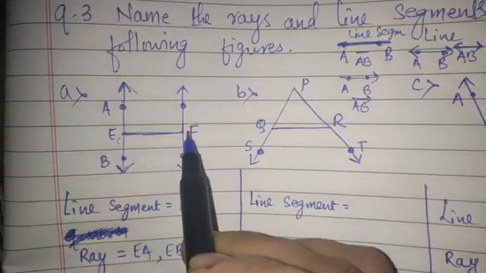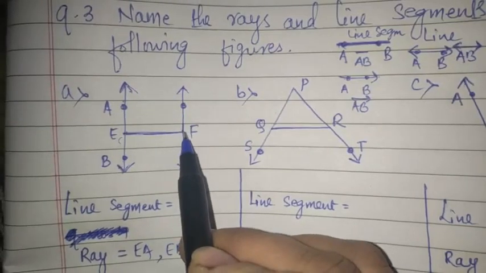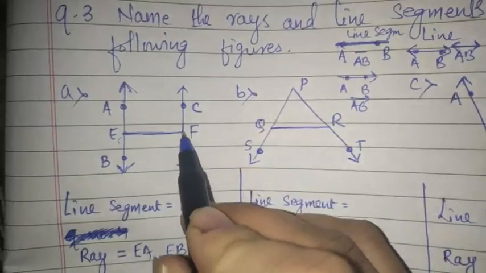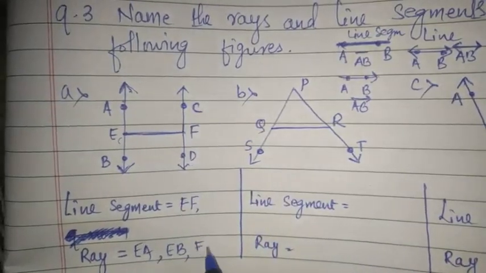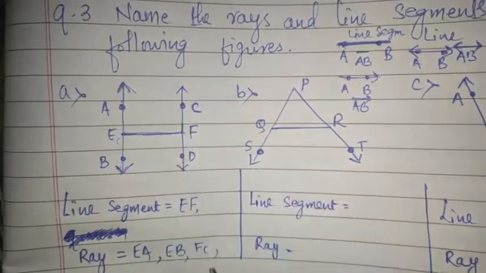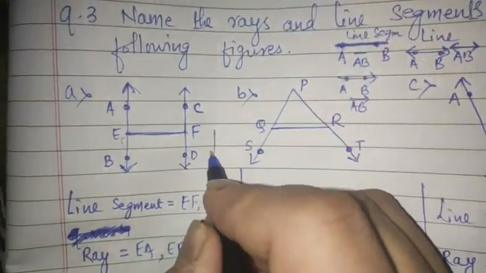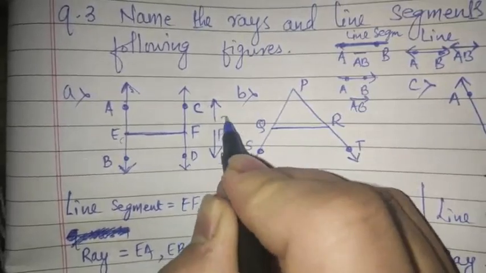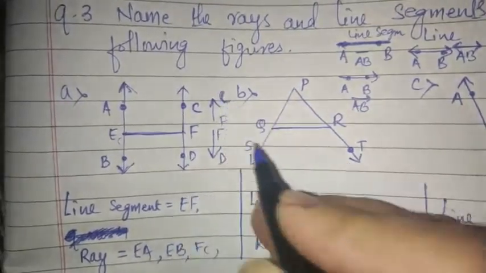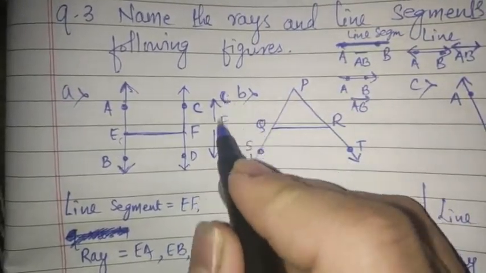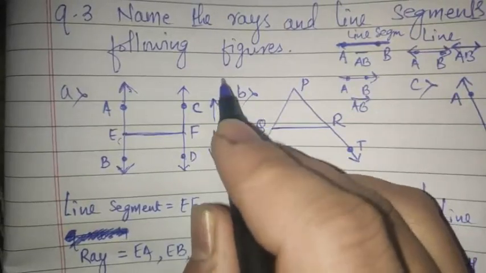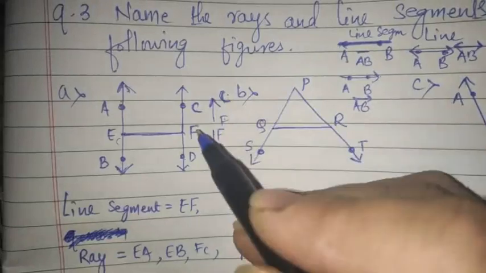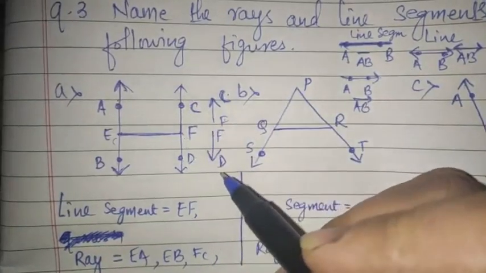Yes, and another ray is F, sorry, I forgot to put the name here. It will be C. So FC is another ray, and another ray is FD. Just see, if I break this, it will be FD here, and if I break this, it will be FC, isn't it? So FD and FC, two arrows are there in both side directions.